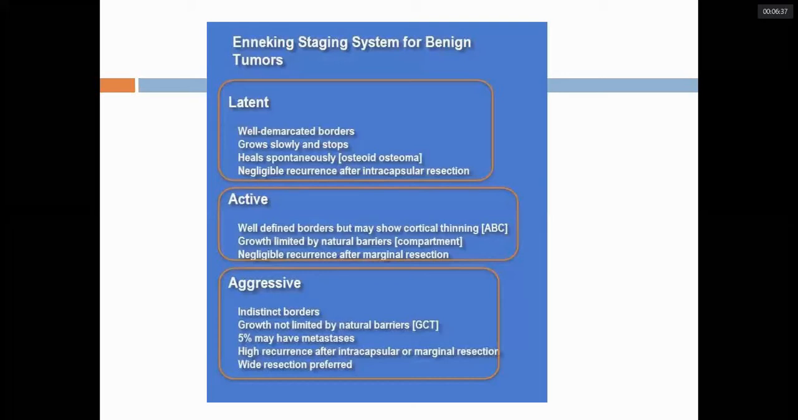In aggressive benign tumors, there are indistinct borders. Growth is not limited by natural barriers, like in giant cell tumors, and 5% may have pulmonary metastasis. There is high recurrence after intracapsular or marginal resection. Therefore, wide resection is the preferred method of treatment.